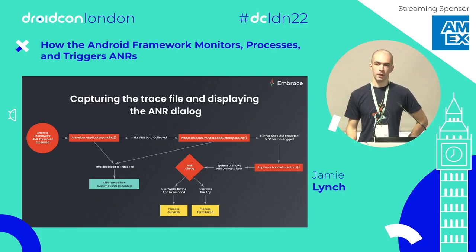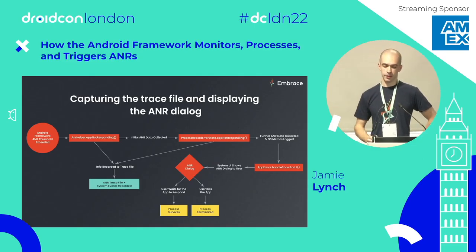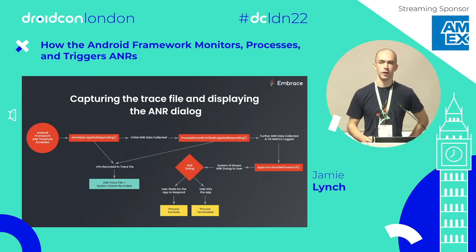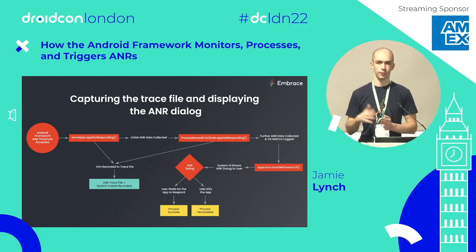Once that's happened, and the initial ANR data has been collected, the process record is updated, which is just an internal class which keeps track of whether a process is crashing or not behaving well. At that point, there's some further ANR data collected internally and more OS metrics, and then AppErrors is a class which is basically responsible for showing the user interface of the famous ANR dialog. Then the system UI basically shows the dialog to a user, and they decide whether to let your app keep going or whether to terminate the process.